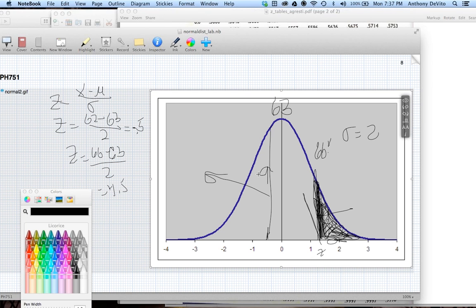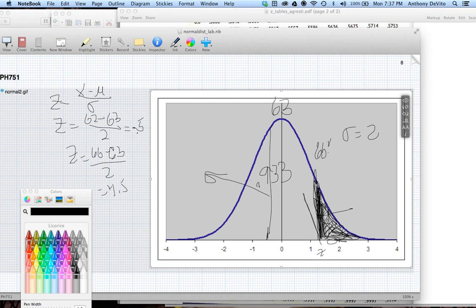Not all tables do it that way. Some tables give you the area between a value and the mean. Some give you a value to the right. So you have to look on the individual table that you're using. Either use the same table all the time so you don't have to deal with it, or just be careful of how that particular table works. So in other words, this is going to be 0.933, roughly.